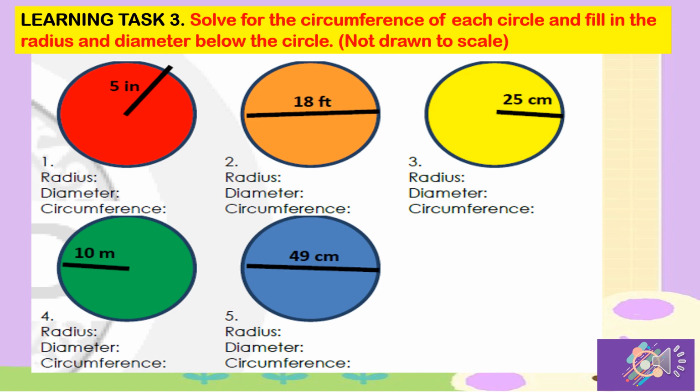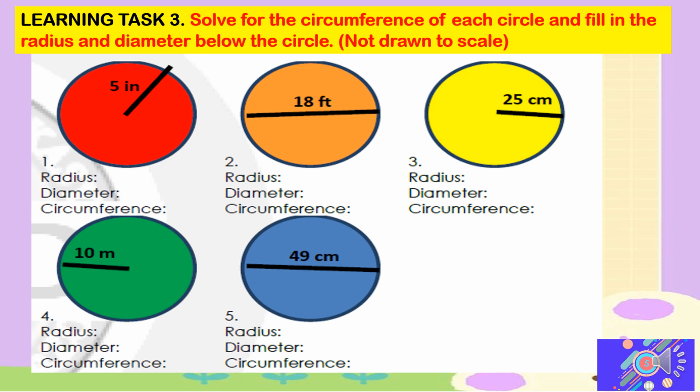And number 4, we have 10 meters as the radius. And number 5, 49 centimeter diameter. Okay, so let us now answer learning task 3.